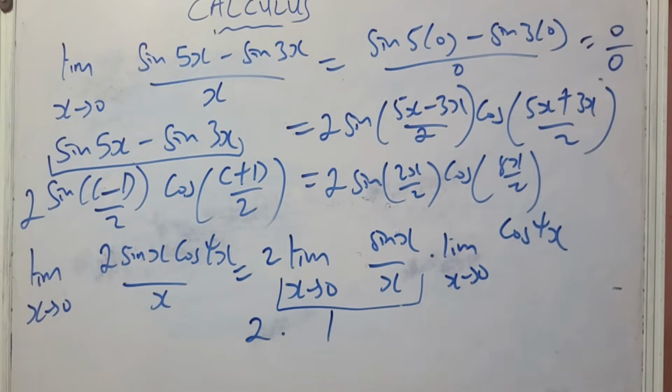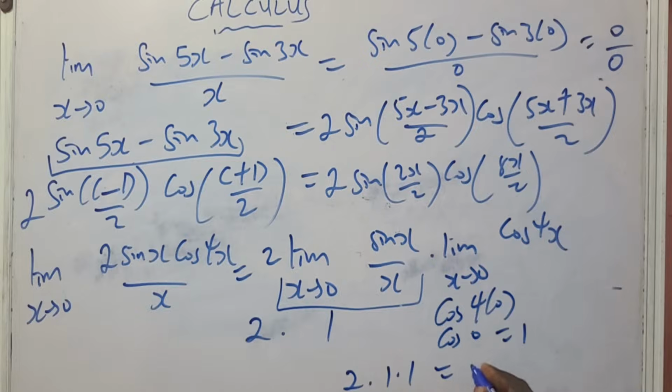Then let's try and solve for this. As x is tending to 0, what do we have? Let's put x as 0. That will be 4 times 0. That will be cos 0, which is 1. So we have 2 times 1 times 1, and that's 2. Do you see how we're able to solve using simplification? This is a different technique, but we're getting the same answer.